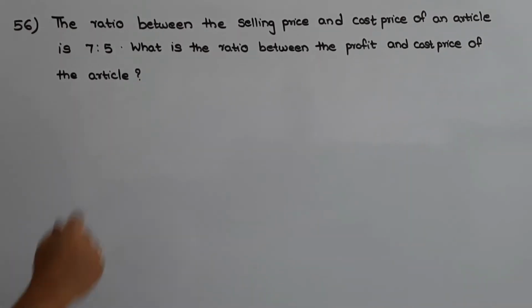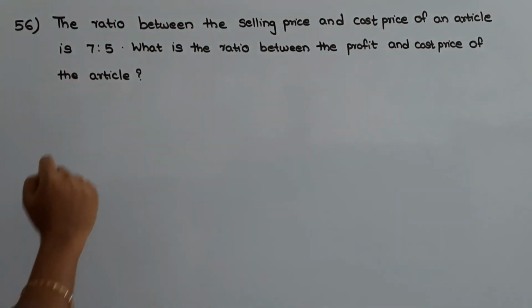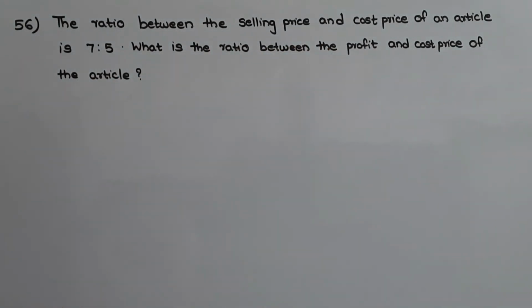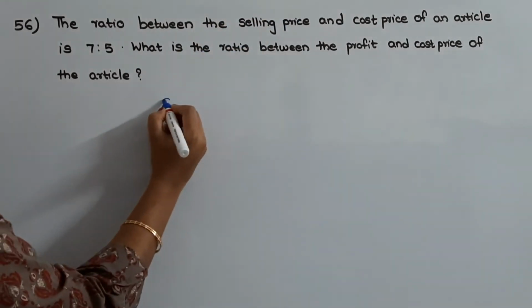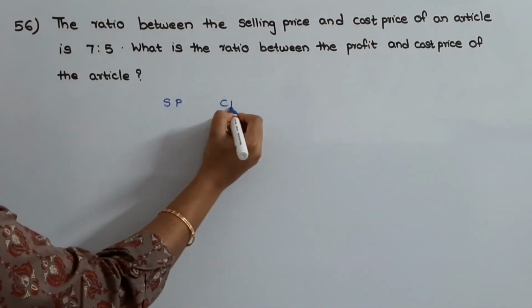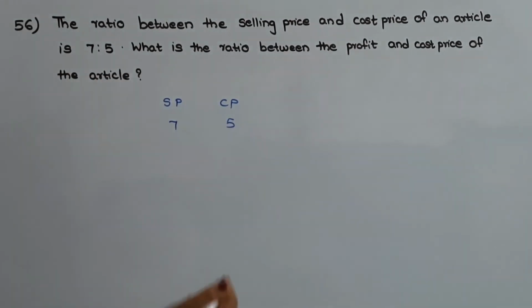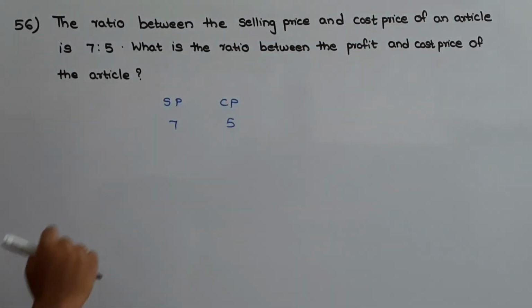The next question is, the ratio between the selling price and cost price of an article is 7:5. What is the ratio between the profit and cost price of the article? In this question, they have given the ratio between the selling price and cost price of an article. The ratio is given as 7:5. So we need to find out the ratio between the profit and cost price of the article.